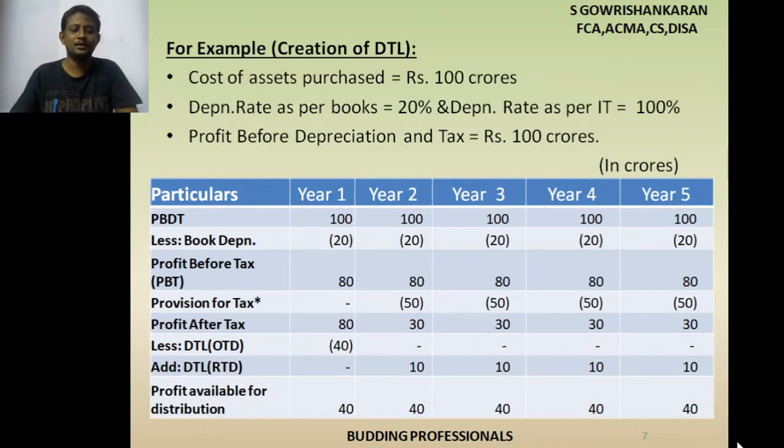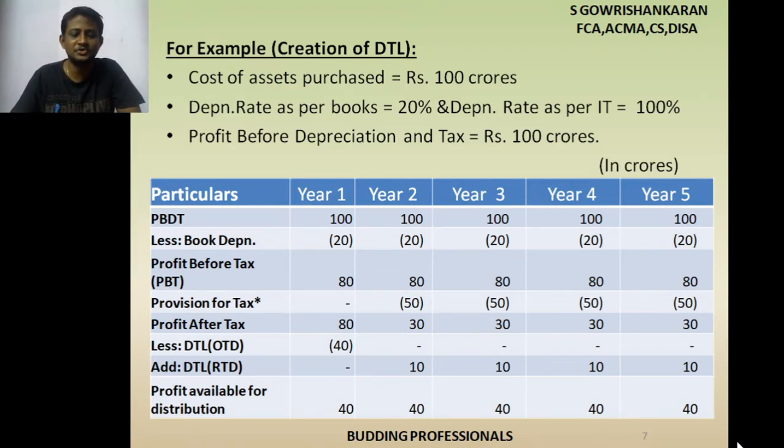Just look at here. Profit after tax. After that you look at profit after tax less DTL. OTD means first time this timing difference has occurred. Originating, initial timing difference. 80 is my profit minus 40 crore deferred tax liability, then add nothing, then how much are you getting?